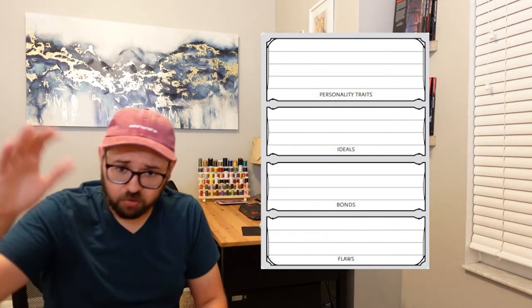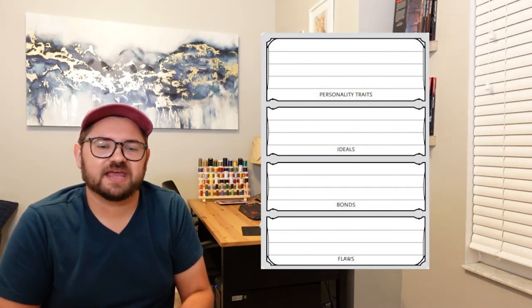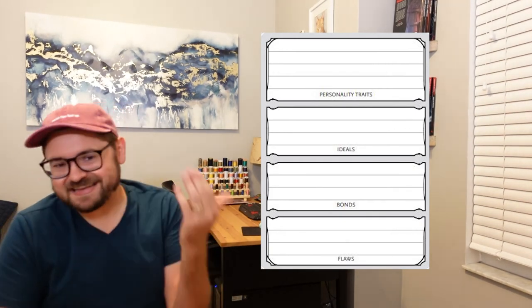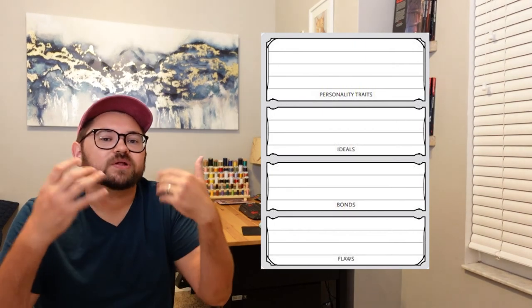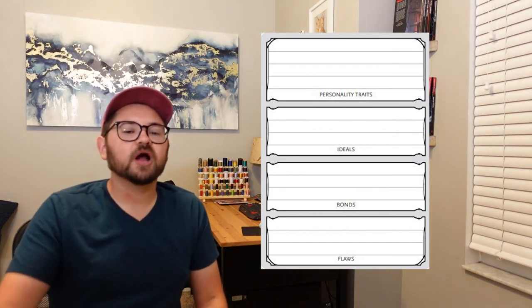But I think that all of this, all three of these aspects of the character sheet are really well done for 5th edition. It's kind of interesting how much they boiled down what it means to be a person into just ideals, bonds, and flaws. But I think it really works. And they gave a lot of resources for how to come up with those things.